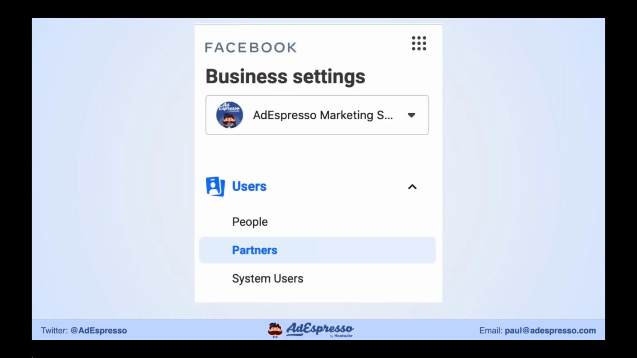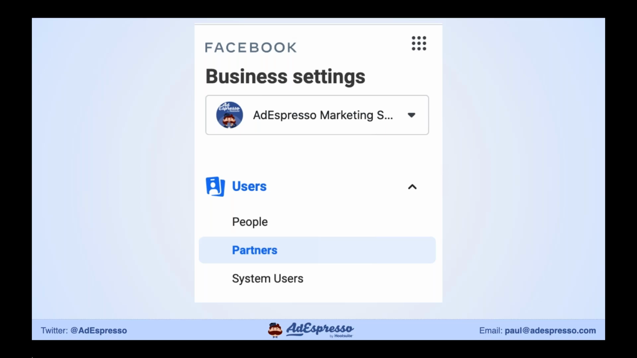But it does lead on to a very good point. This is just for agencies, not for brands. But if you're an agency, in Business Manager, I really recommend that you let your brands that you run ads for own their own assets. So they should own their own ad account, Facebook page, pixel audiences, and so on. And then they give you access as a partner.